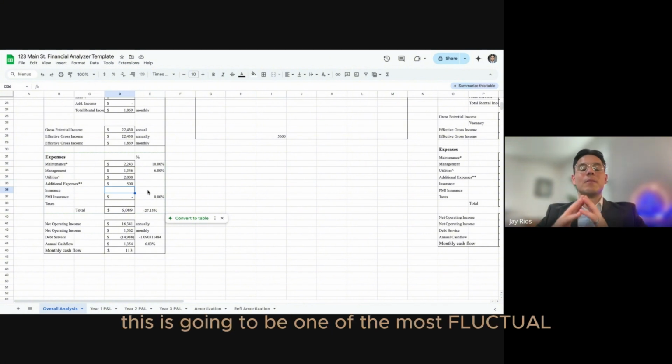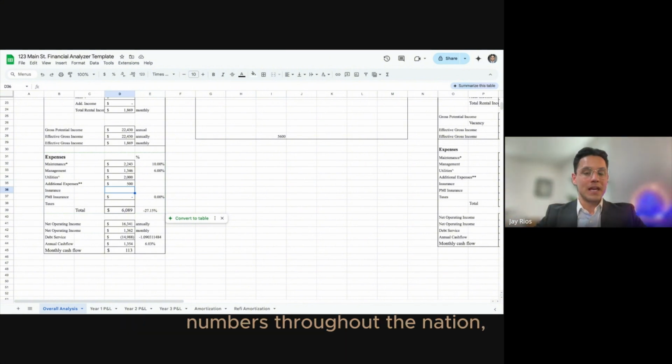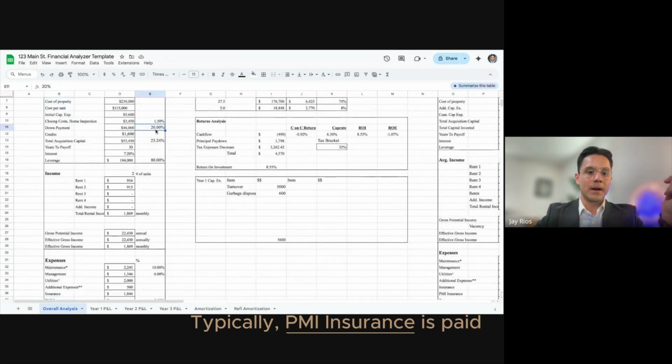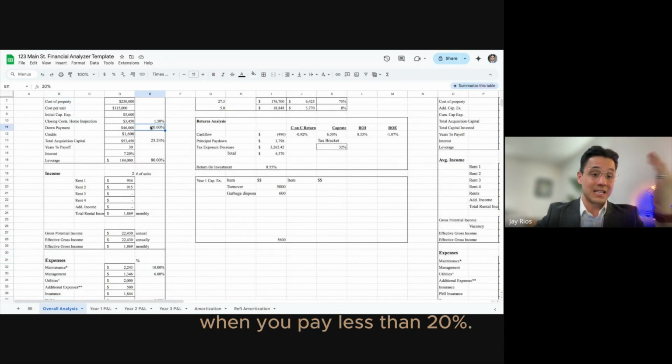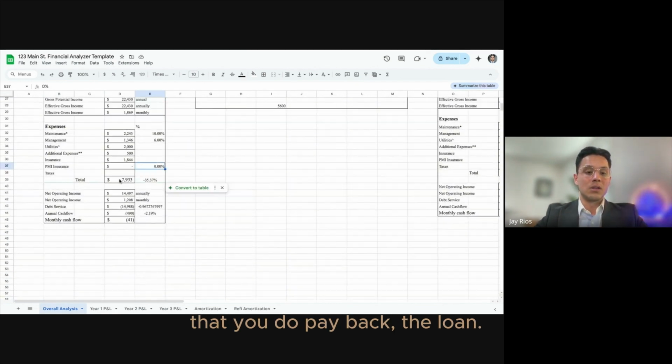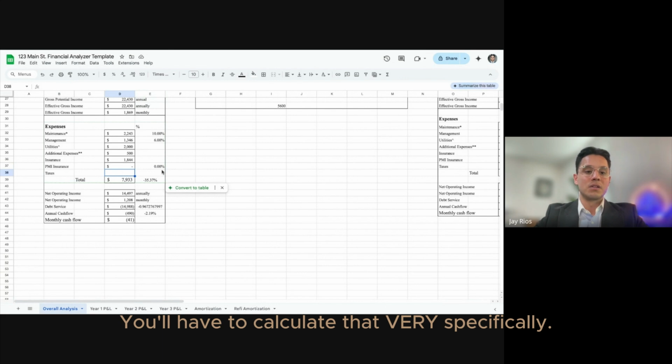Insurance, this is going to be one of the most fluctuating numbers throughout the nation depending on where you are right now. Again, just for simplicity's sake, ours was $1,844, which was a great price at that point. PMI insurance, we're going to skip that for now. Typically, PMI insurance is paid when you pay less than 20% as a down payment. It is just additional insurance that you do pay back the loan. You'll have to calculate that very specifically.